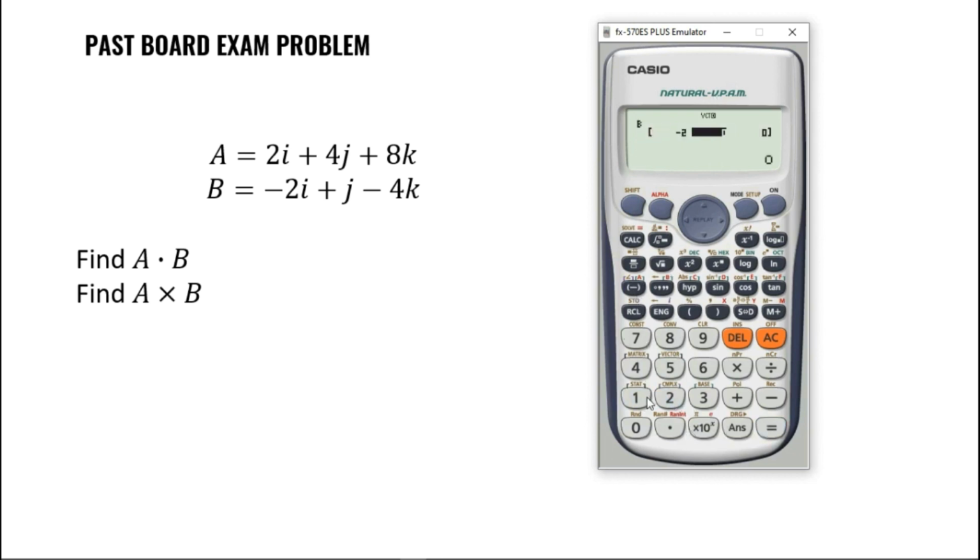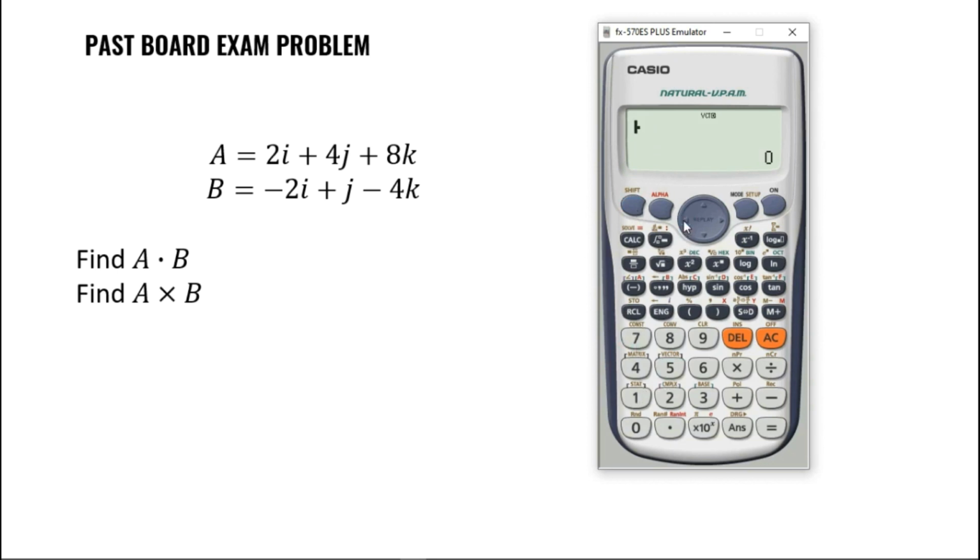Then we have here 1 and negative 4. So okay na yung data natin guys. Just perform these two operations. So for the dot product, we have here, so shift vector. So the dot product we have here 7.